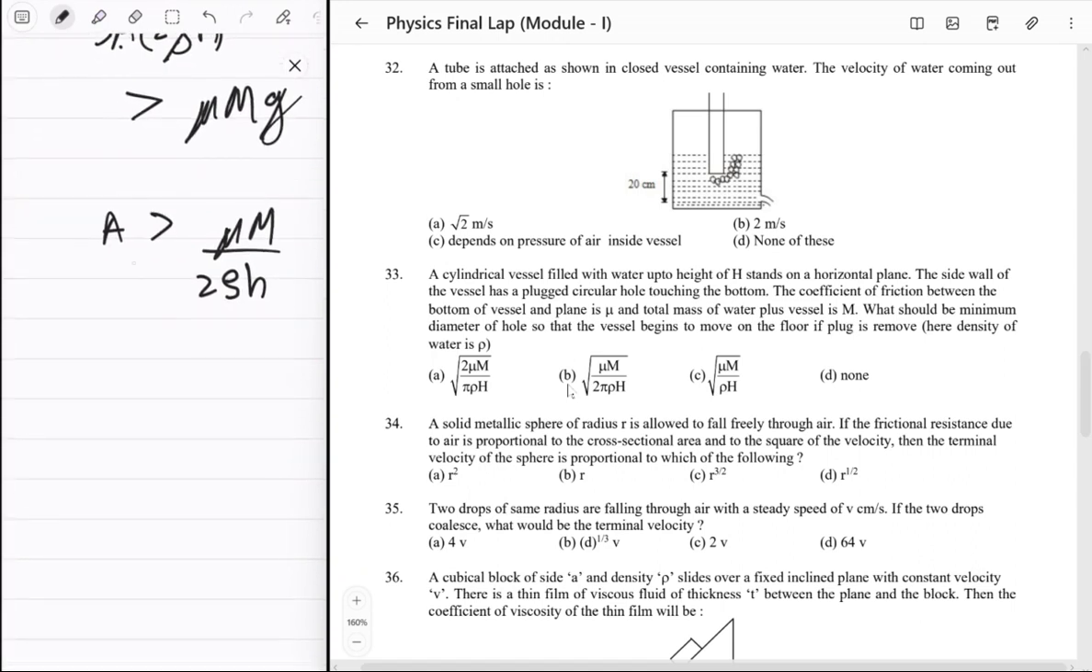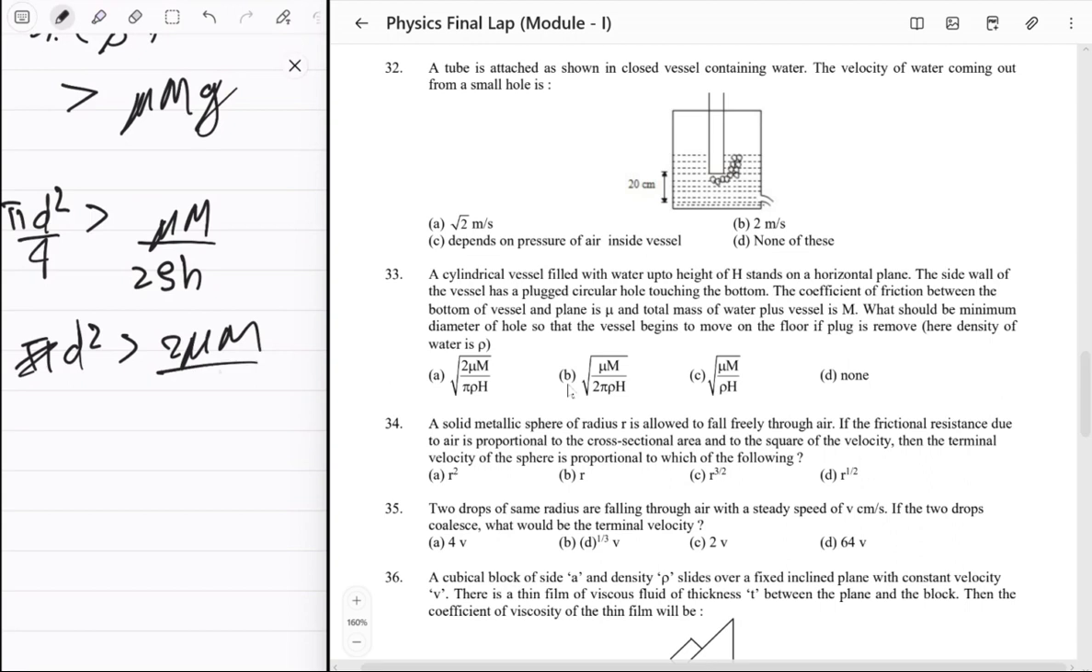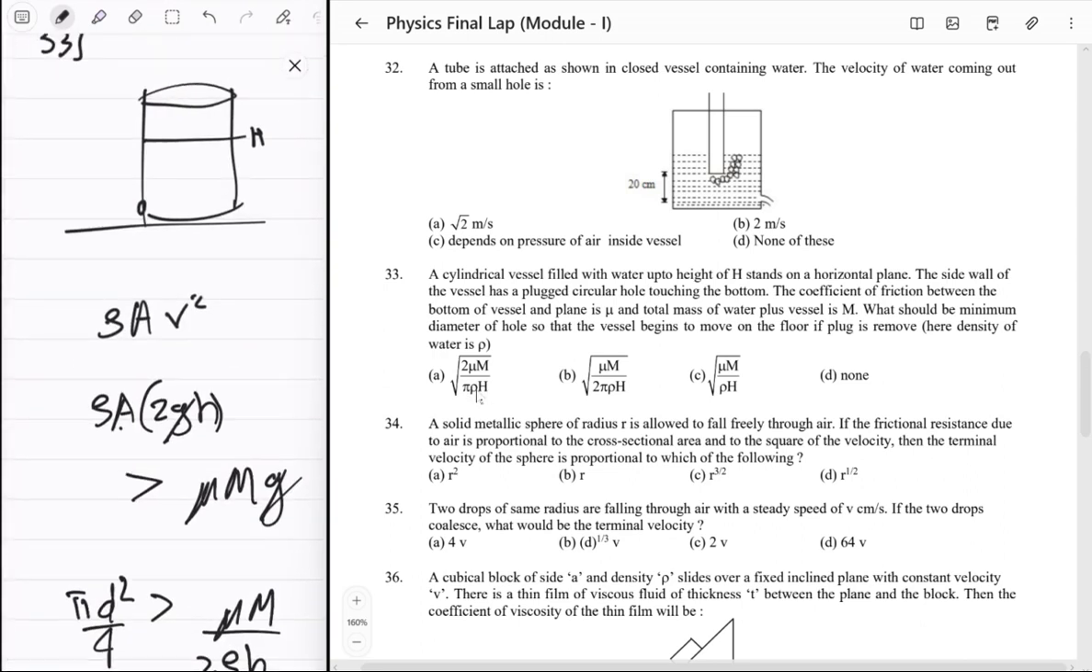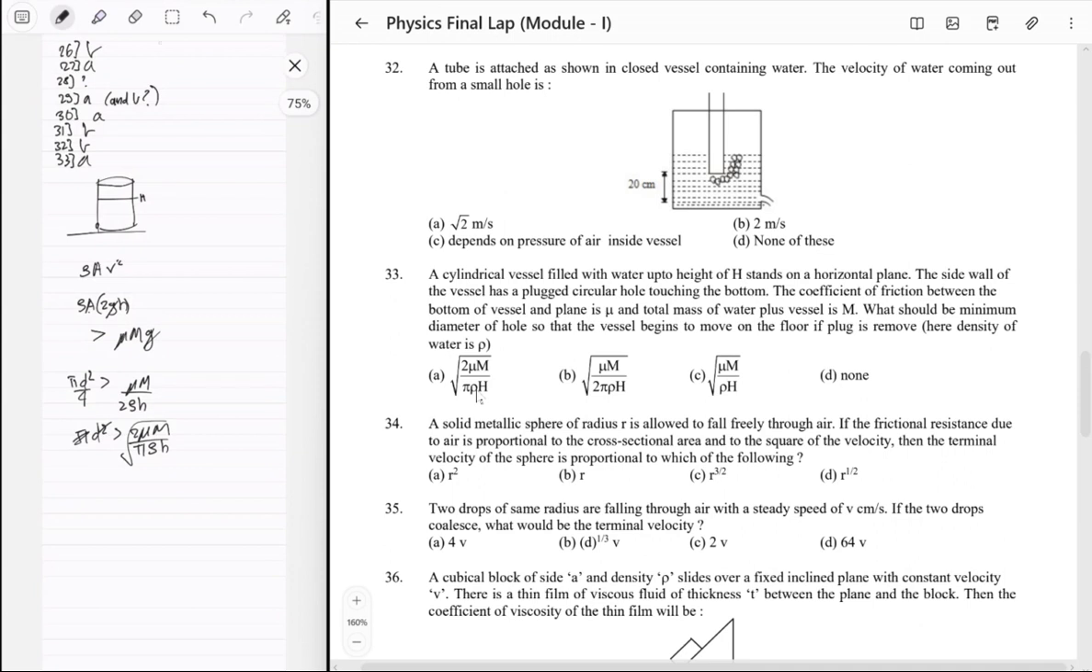So pi r squared. No, wait, pi d square upon 4, right? So that is bigger than that. So that just means d square is bigger than 2 mu M upon pi rho h. So take the square root, right? Square root of 2 mu M upon pi rho h, which is option A. Next question. 34.